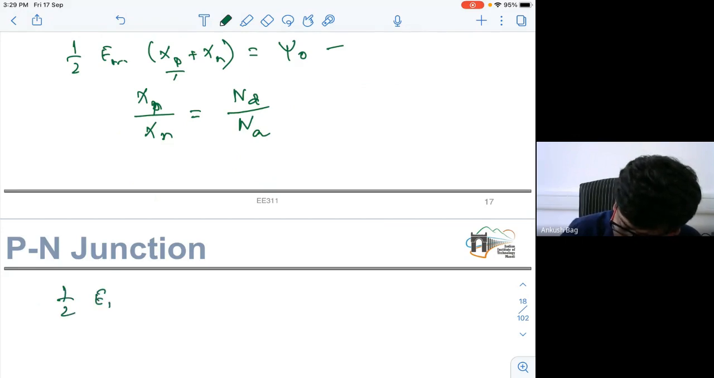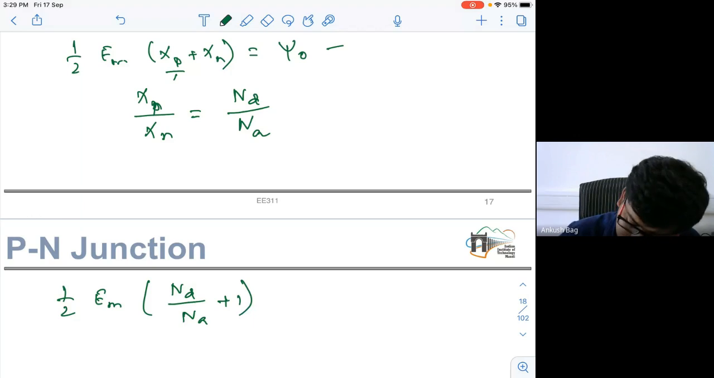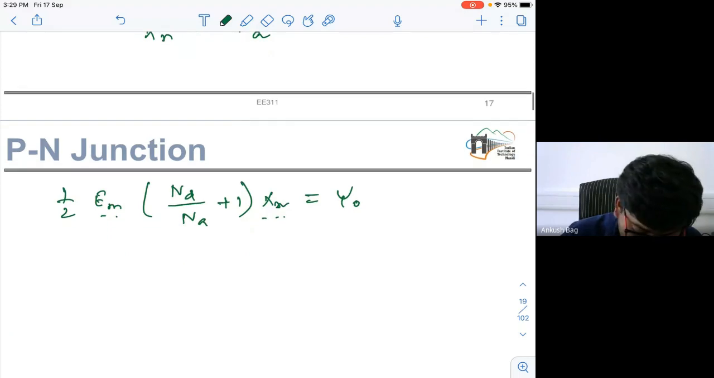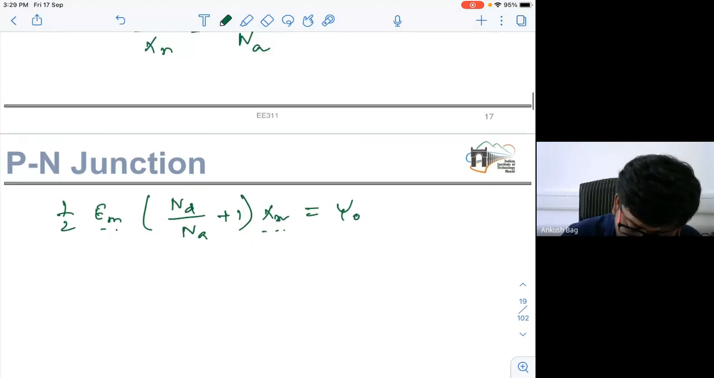half Em (Nd by Na plus 1) xn equals psi naught. But in this equation we still have two unknowns. So this xn and Em both are unknown. So then here we need to utilize another relation.